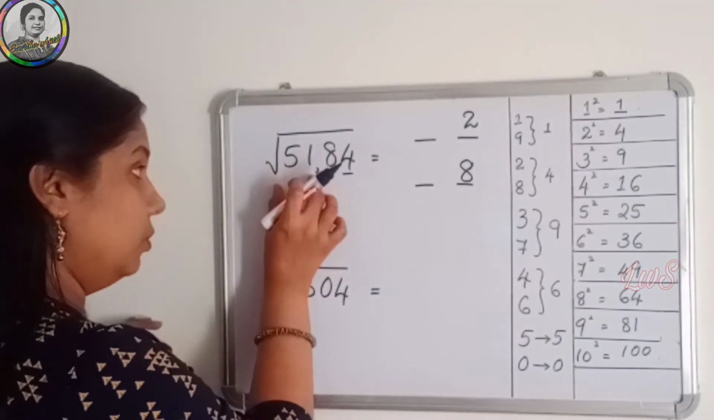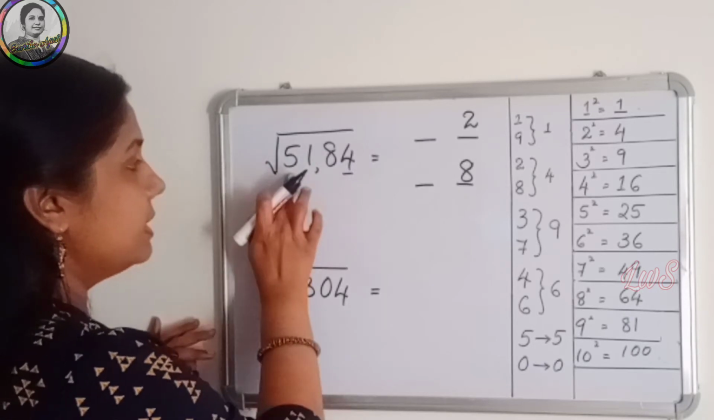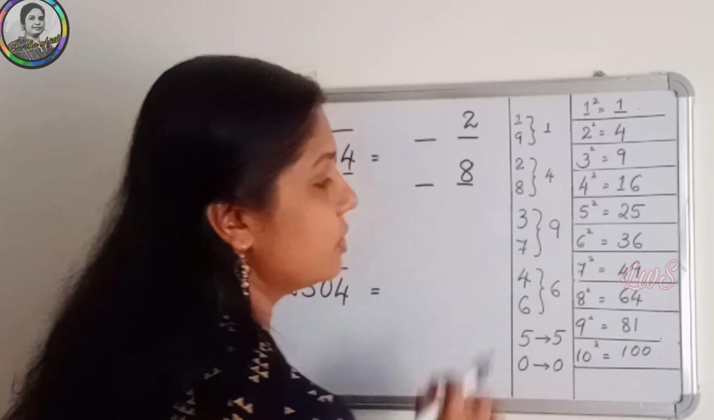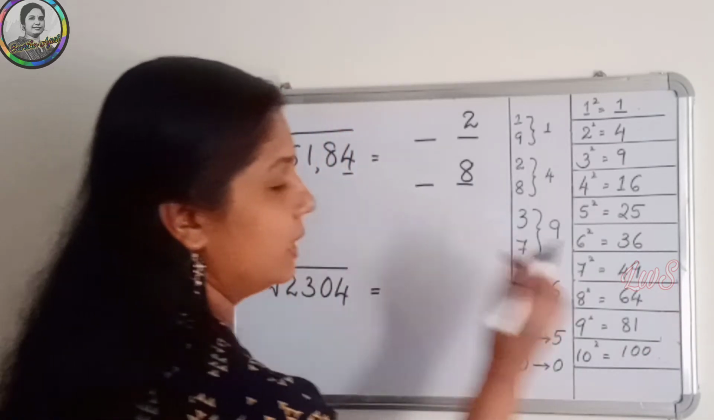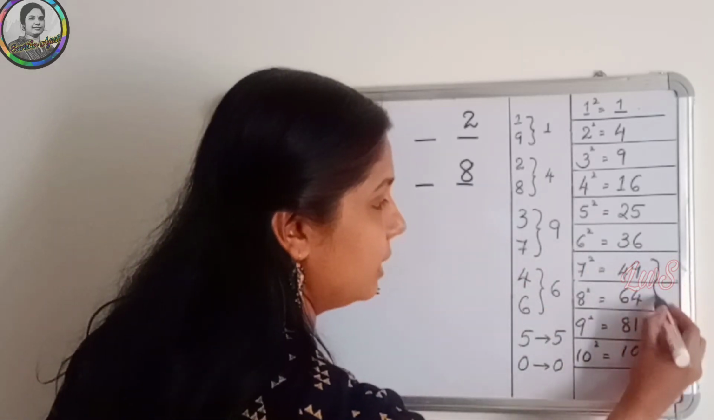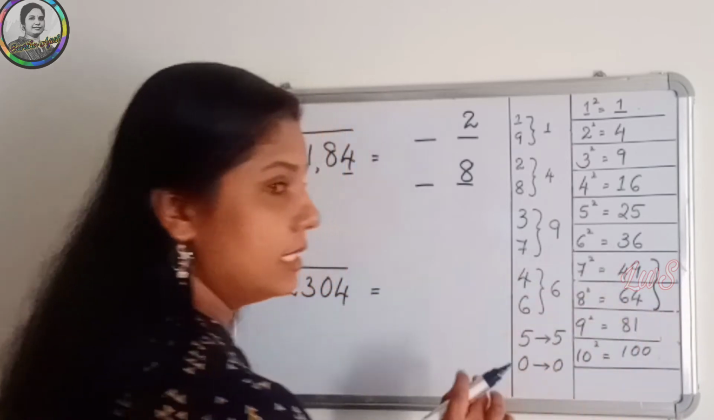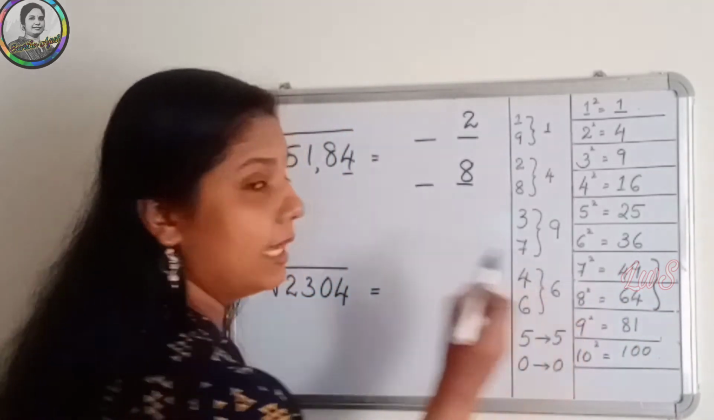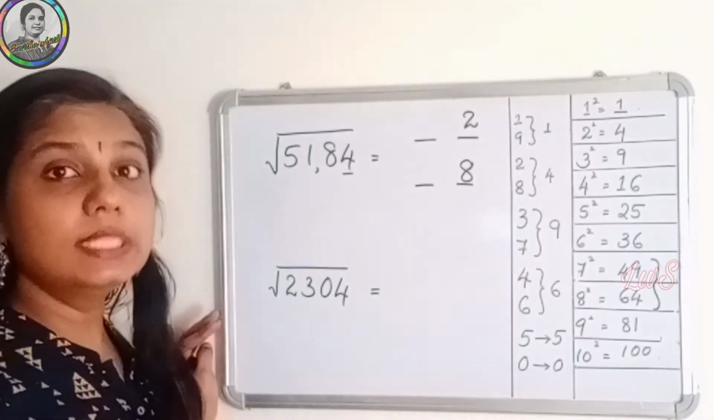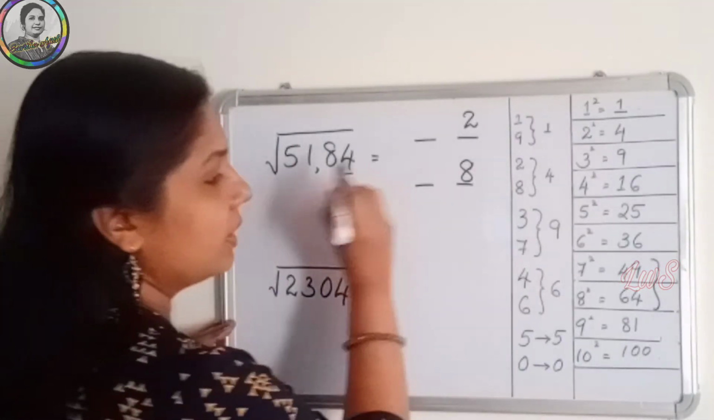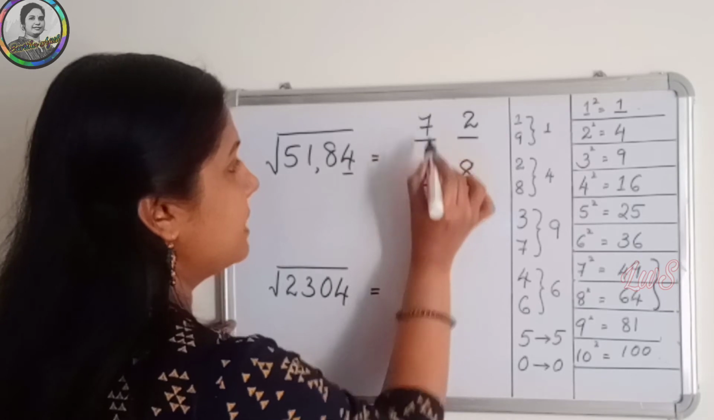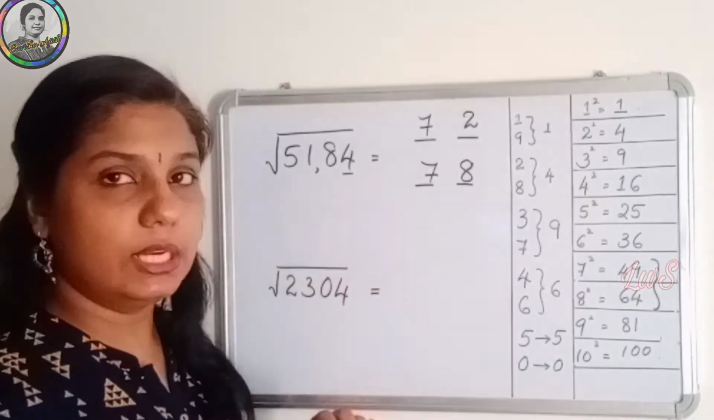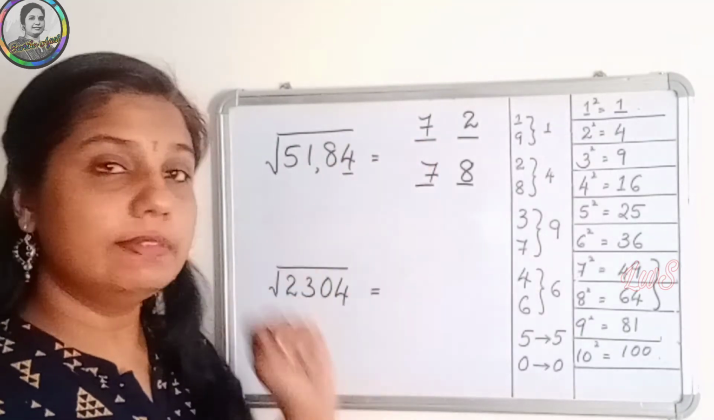Come to the second group, 51. Check 51 lies between which of these two squares? 51 lies between 49 and 64. That is, the square root lies between 7 and 8, and we take the smaller one. That is, we take 7. Now we have two possibilities for the square root, 72 and 78.